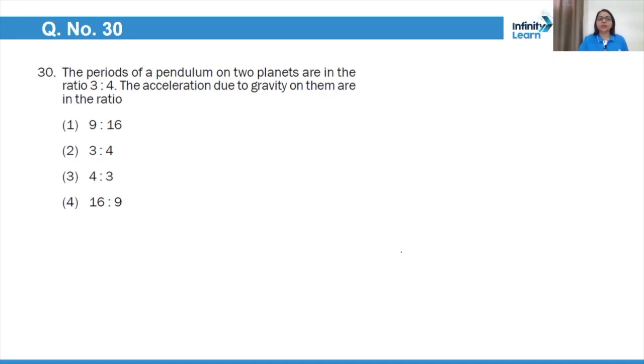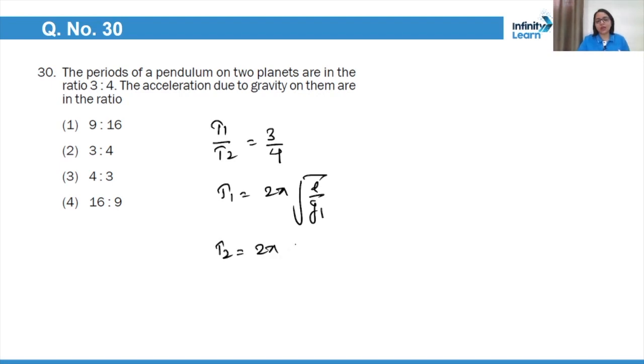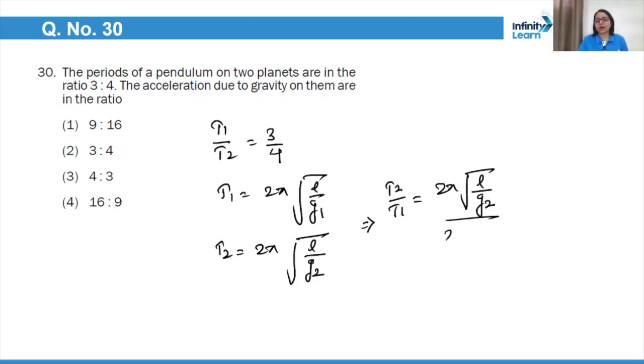Question number 30. The periods of pendulum on two planets are in the ratio 3:4. Acceleration due to gravity on them are in the ratio? So T1 will be 2 pi under root L upon G1 and T2 will be 2 pi under root L upon G2. Let's divide T2 by T1. So it will be 2 pi under root L upon G2 divided by 2 pi under root L upon G1. So 2 pi cancel, L cancel.